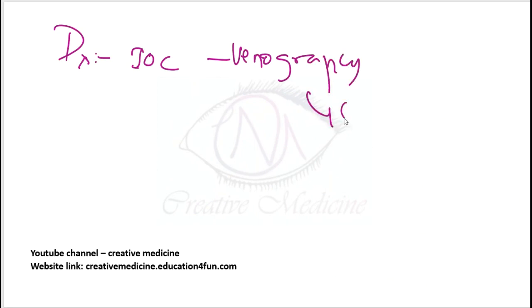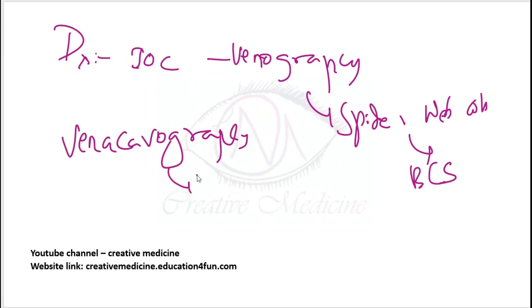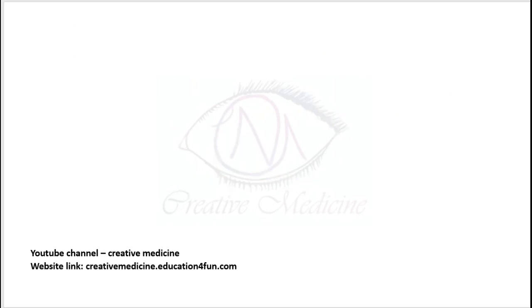This venography will show the presence of spider web collaterals, and this is mainly seen in Budd-Chiari syndrome. Then we can also do vena cavography. Vena cavography is done if you suspect inferior vena caval thrombosis, which is the most common cause of Budd-Chiari syndrome in India. Then for treatment, thrombolysis should be done in these patients.